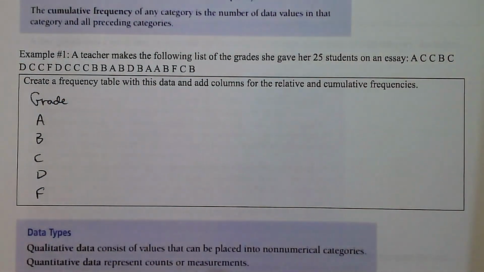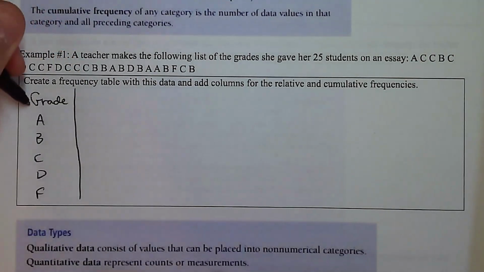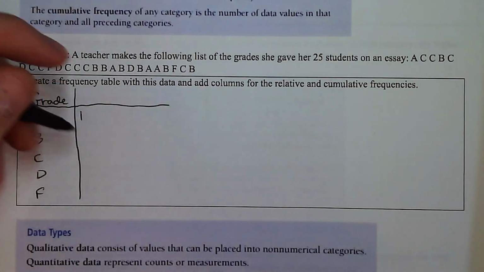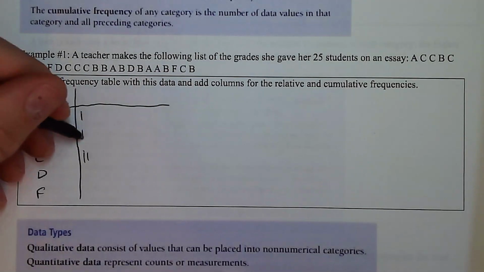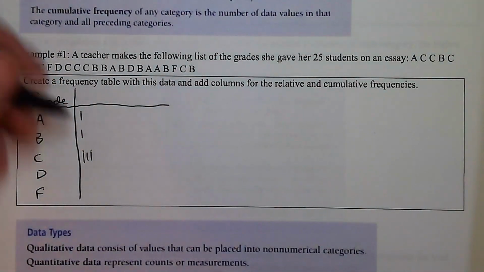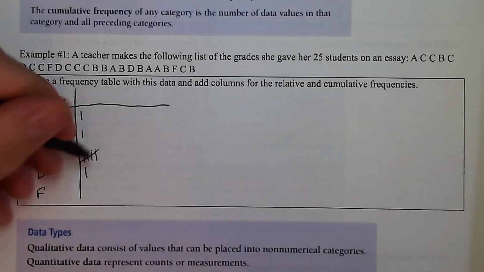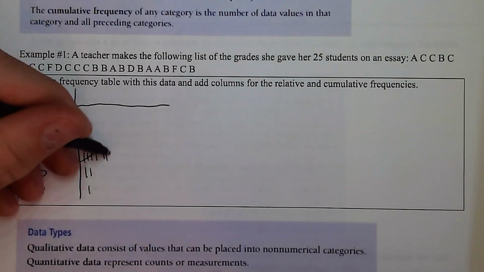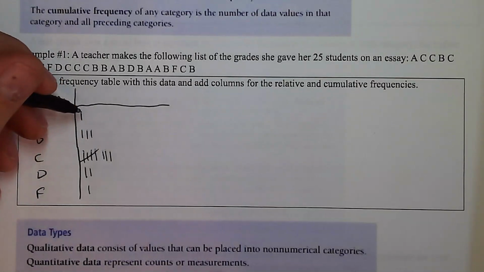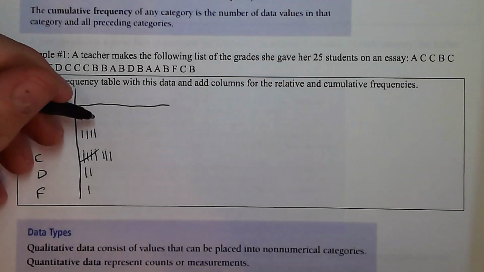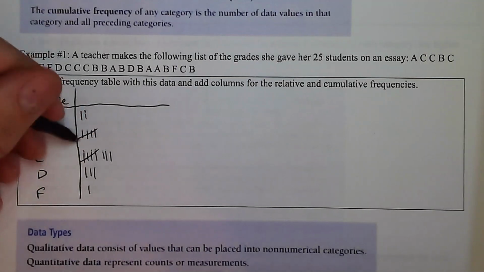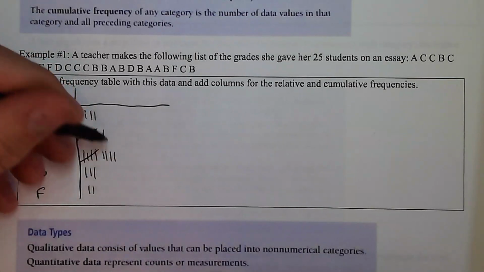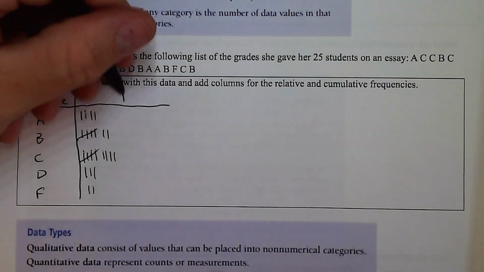Okay, and I'm going to make tallies here first, and I will use that to get frequency. So like A, two C's. I'm making a tally mark for each time something happens. And then C, C, F, D, three C's, two B's, an A, B, a D, a B, two A's, a B, an F, a C, and a B.